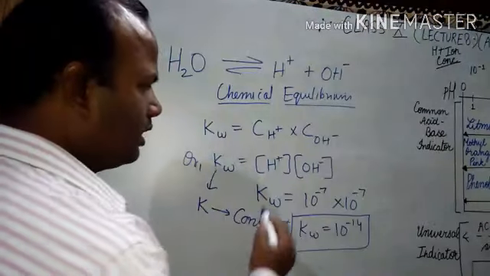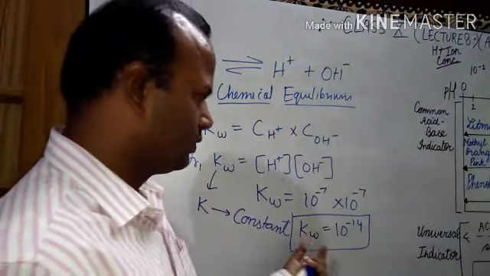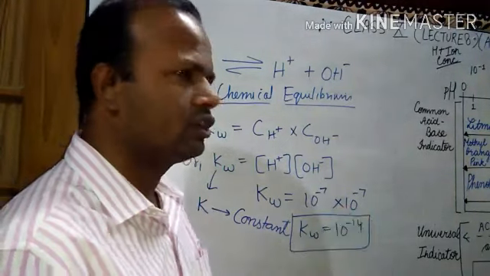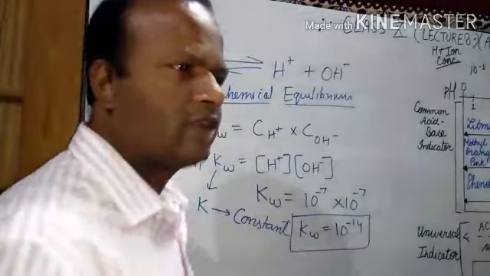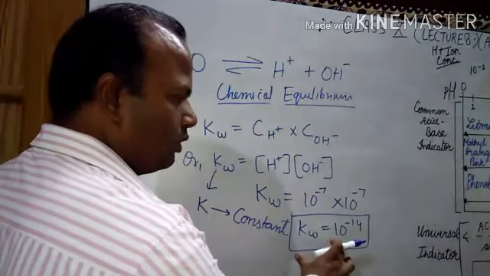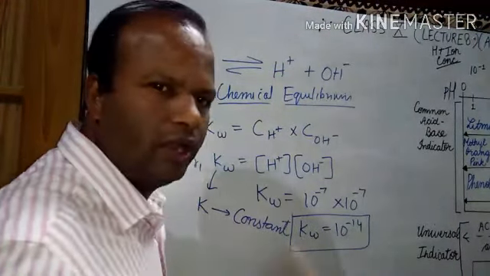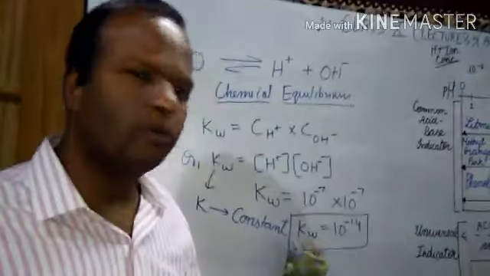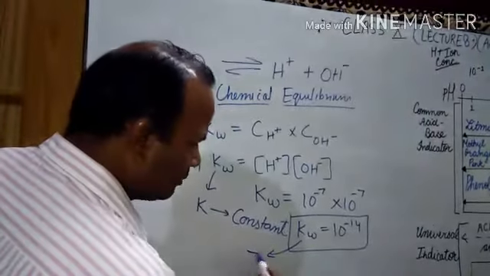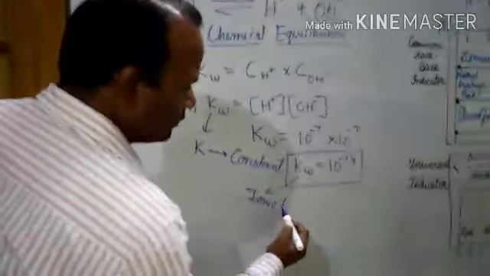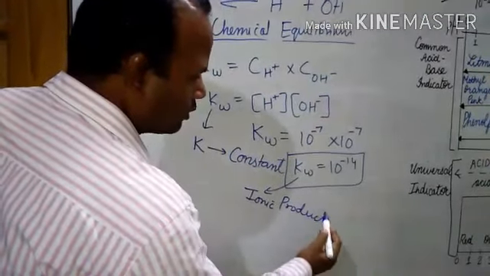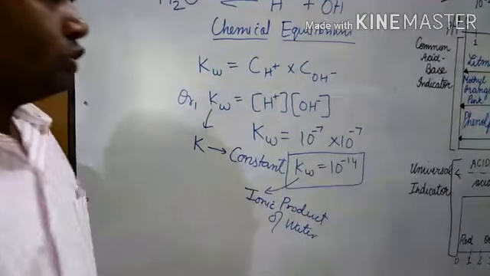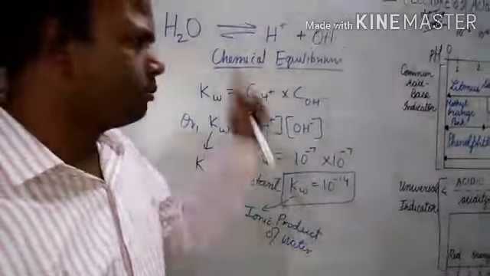What does it mean, dear students? It means this is fixed. The product of the concentration of hydrogen ions and the concentration of hydroxyl ions is fixed. That is, Kw is equal to 10 to the power minus 14 in pure water. This Kw is known as the ionic product of water. So this is about pure water.